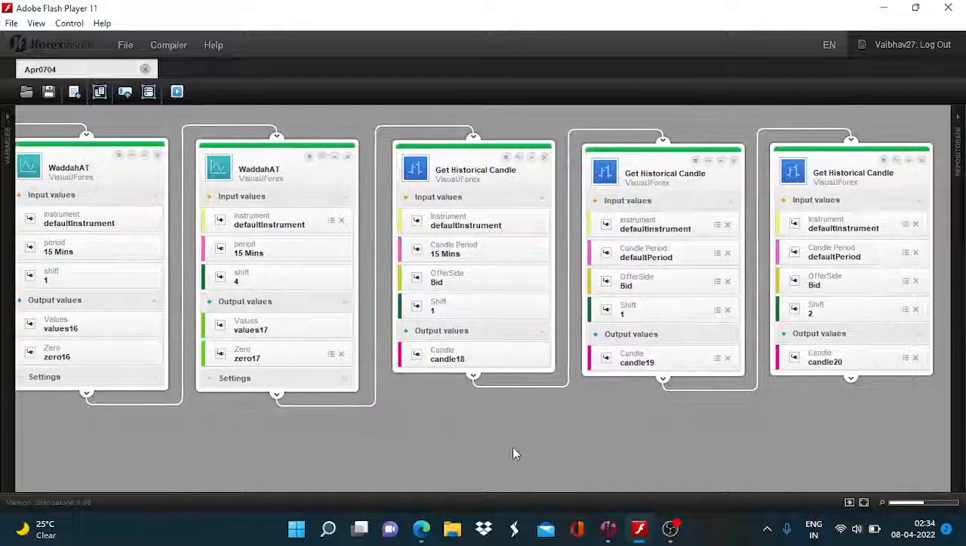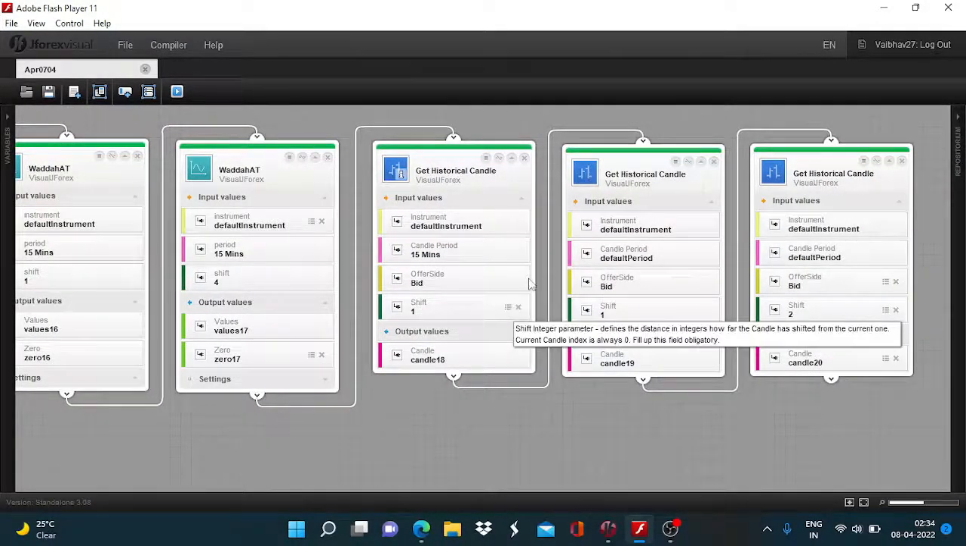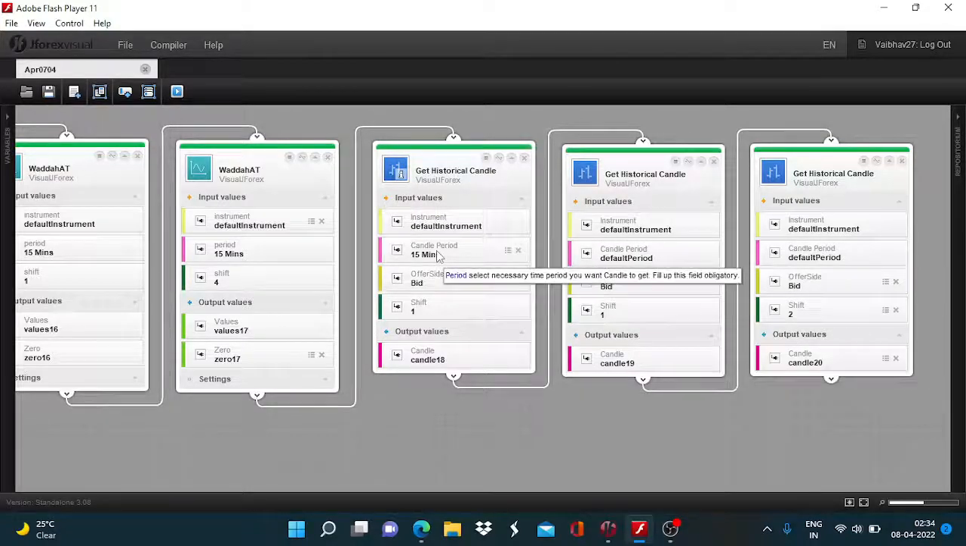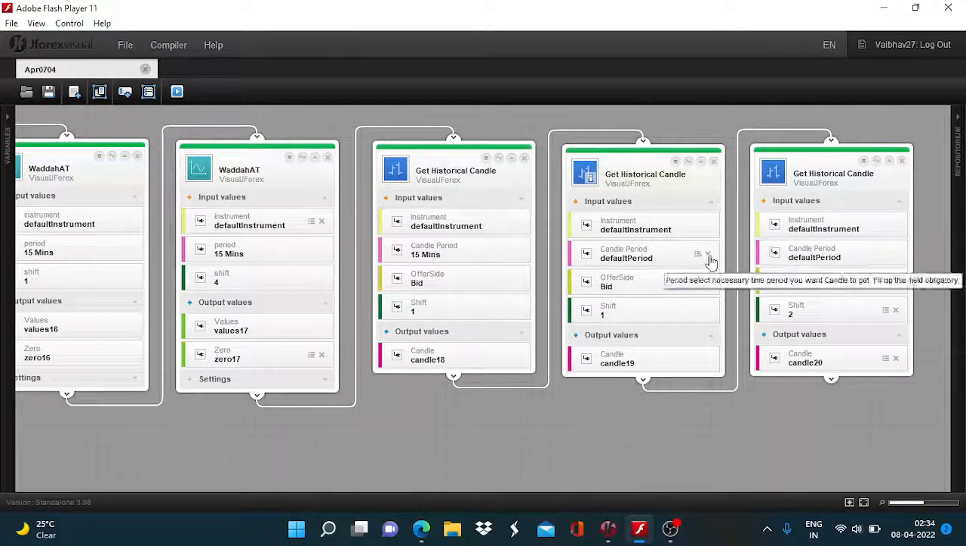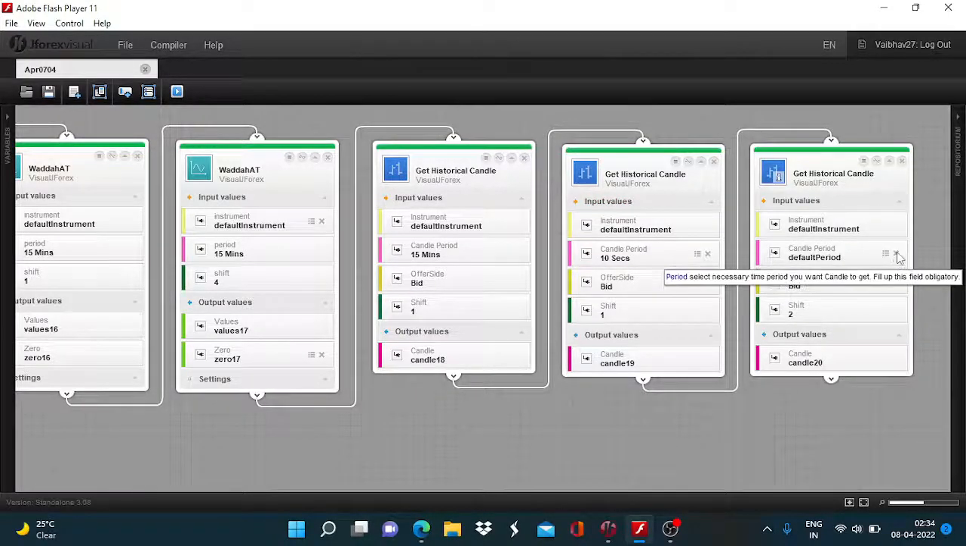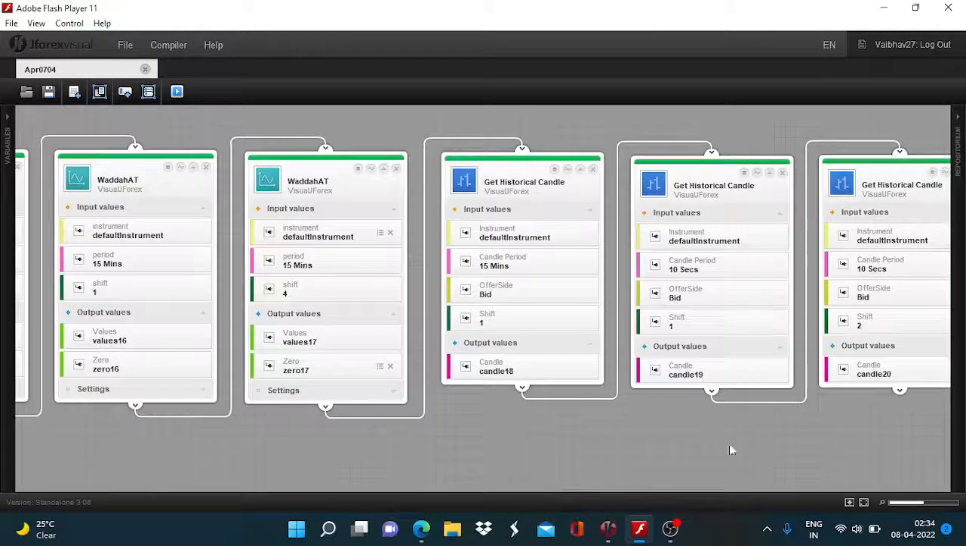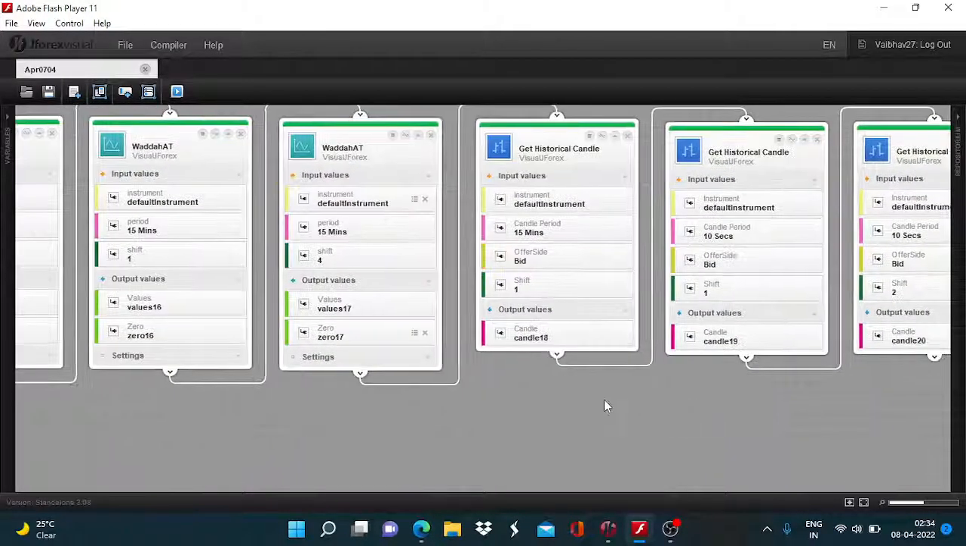And to look at the price volatility, we are also taking the help of these historical price candles, with the first candle being of 15 minute and these two are of 10 seconds. I think I kind of forgot last time around to change this to 10 seconds, which I will do straight away. All right, so we have these two now defined for 10 seconds.